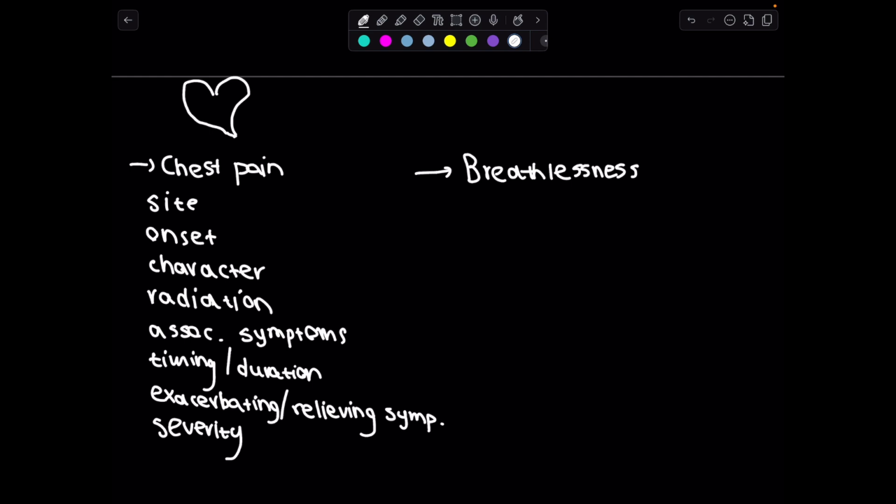So tell us again about chest pain. You mentioned site. Let's complete it. Let's say severity, exacerbation, timing, all the Socrates.